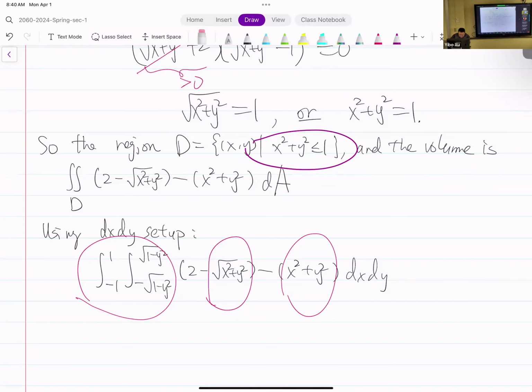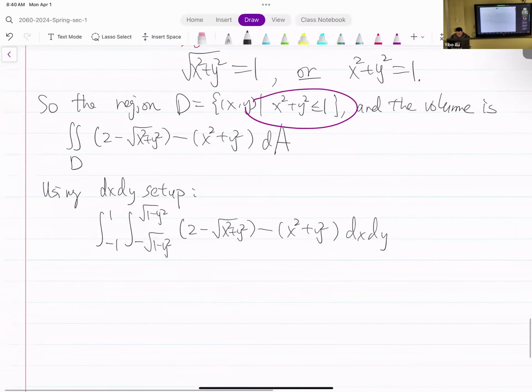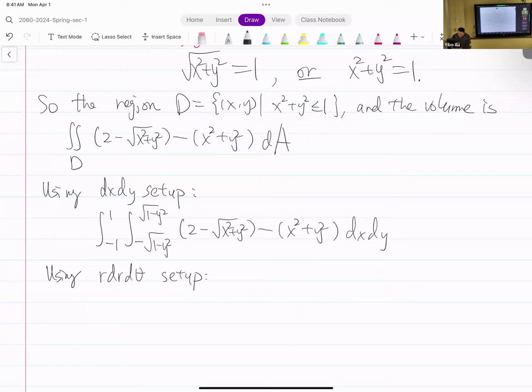Okay, so we have constant r and theta bounds. That's something much easier than the dx dy setup. So here we use the r dr d theta setup. Theta is on the outside, right? So theta is between 0 and 2 pi, and r is between 0 and 1. Right? r dr d theta.